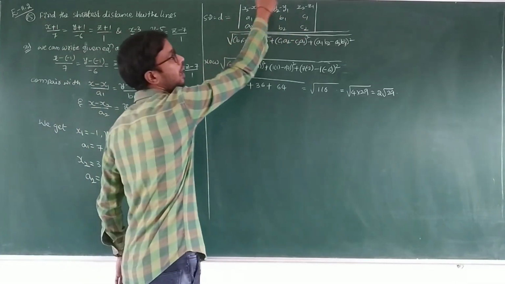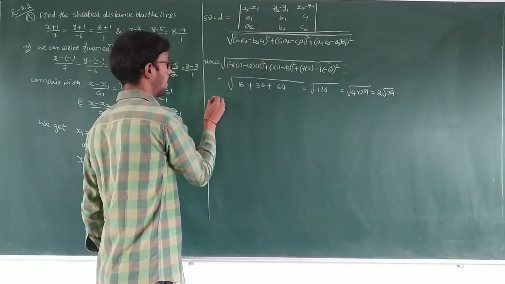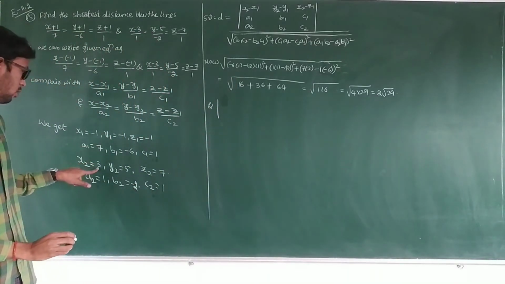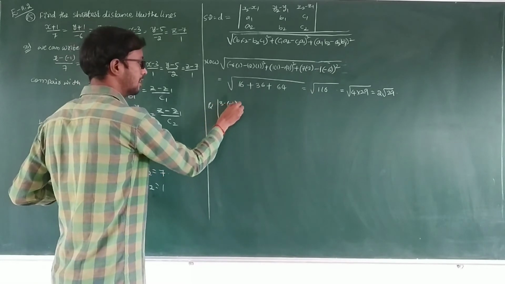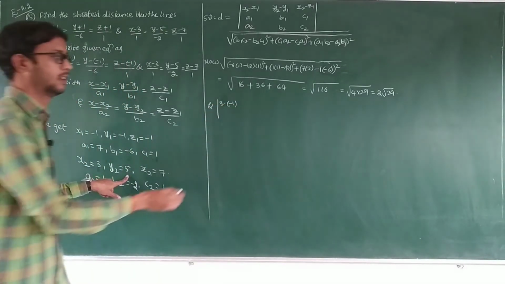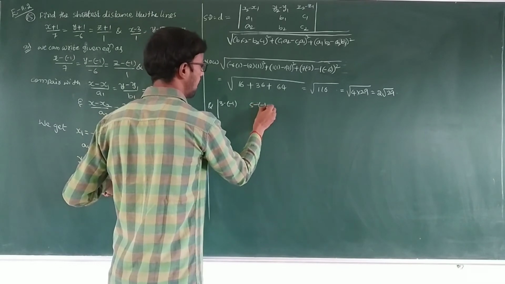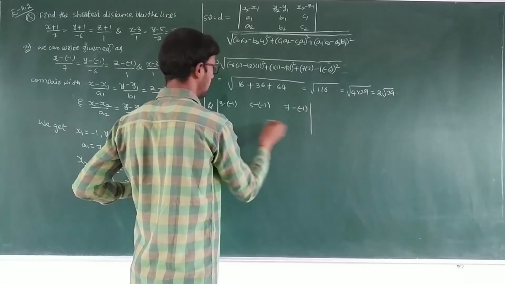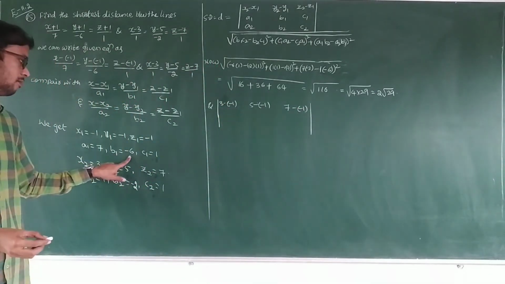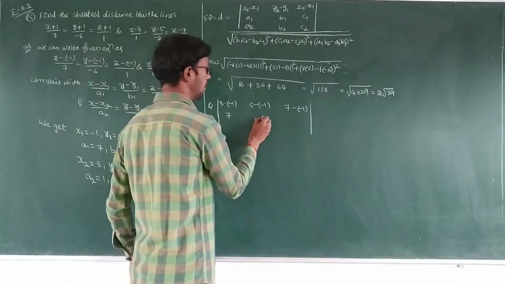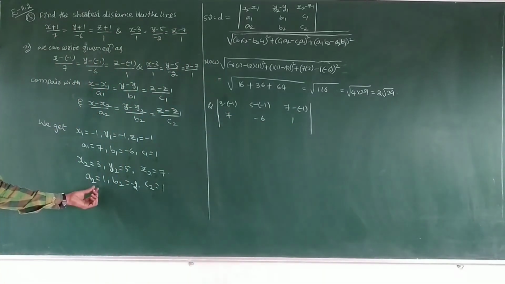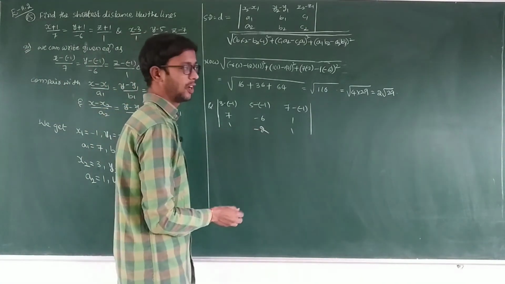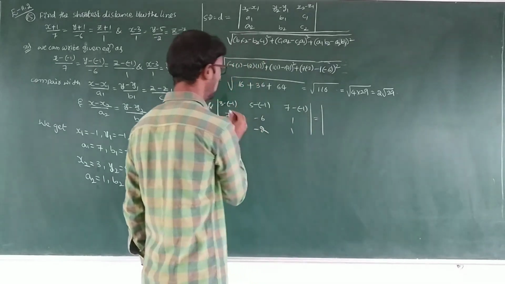Next we have to find the determinant: x2 minus x1, y2 minus y1, z2 minus z1, then a1 b1 c1, 7 minus 6 1, a2 b2 c2, 1 minus 2. Simplify this one. How much do you get?